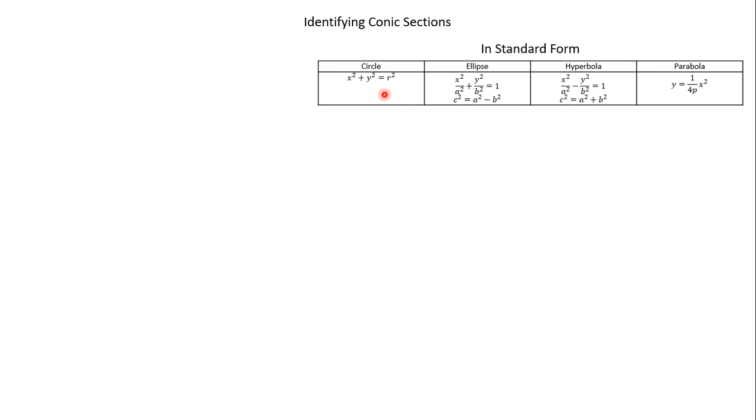So, with that being said, to tell what kind it is in standard form, if it's in standard form, you just look to see what it is. What do some of our things have different? Well, ellipses and hyperbolas: ellipse is just plus, hyperbola is minus. A circle is a special case of an ellipse, except that the a squared and b squared are the same number. A parabola only has an x squared or a y squared. And so if it's in standard form, you can see that.